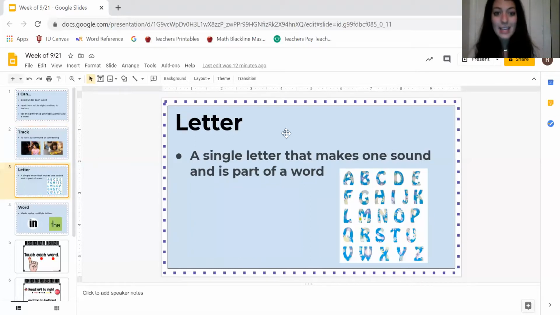Our next word is letter. Now, we know what letters are. They are part of the alphabet, and they make one sound. So a letter is a single letter that makes one sound and is part of a word. So let's think about our names. Put a finger on your nose if you know what letter your name starts with. Oh, I see a lot of scholars with a finger on their nose. My name, Miss Mailer, starts with the letter M. Awesome, scholars. Let's look at our last one.